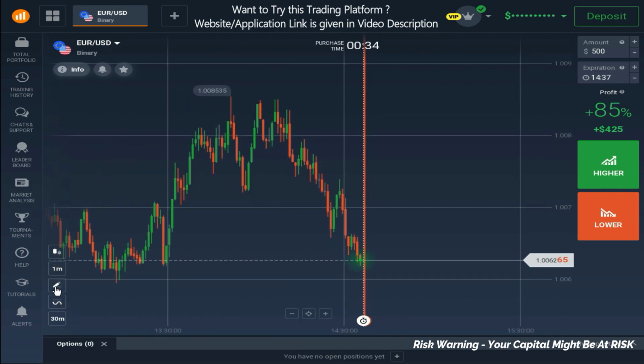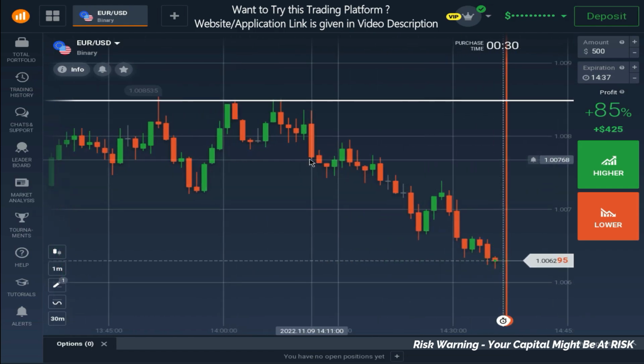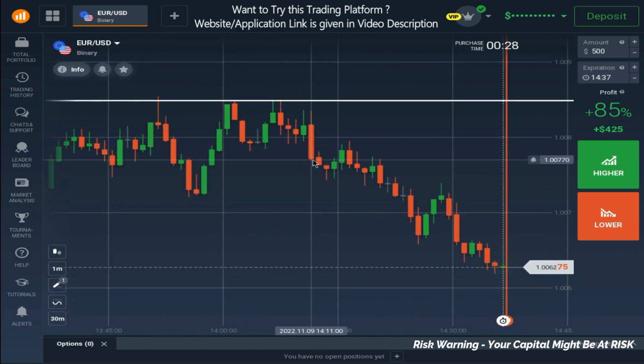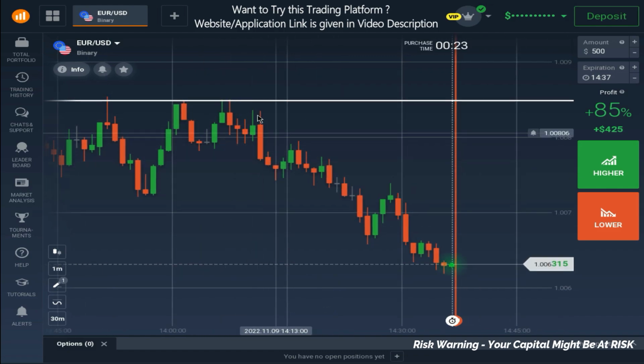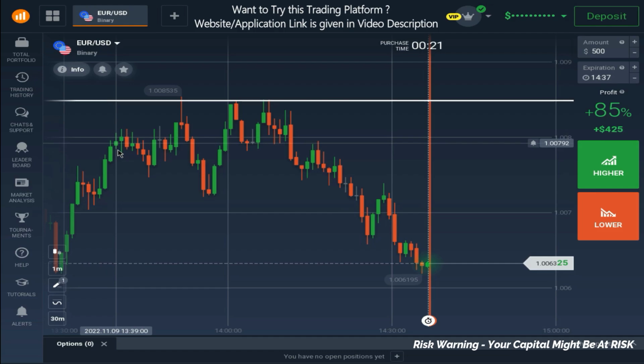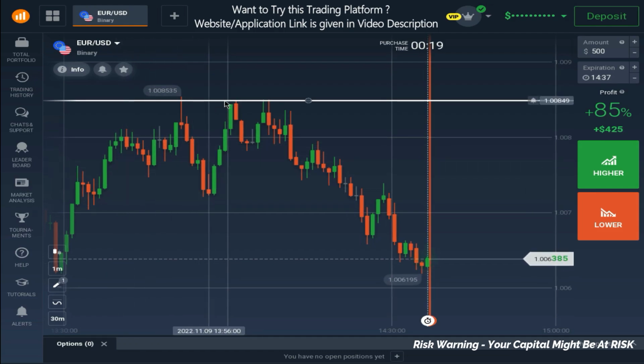So the first trade which I took was on this candle. I took a 5-minute trade here. We won that trade. Now the reason why I took this trade here is simple. Market was consolidated here. This is the strong resistance. Market was getting constant rejection.